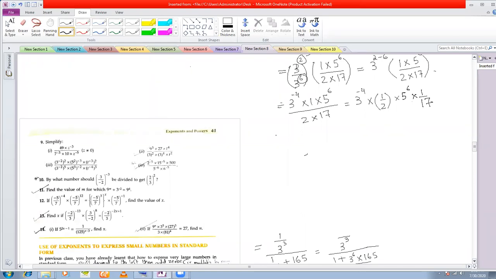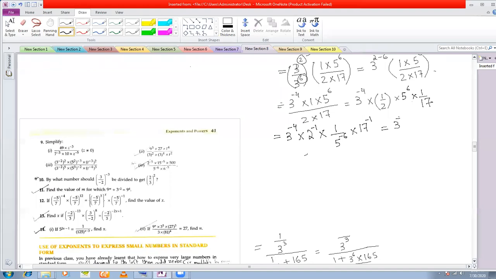Now I have to write everything in terms of negative exponents. 3 to the power of minus 4. Half can be written as 2 to the power of minus 1. 5 to the power of 6 can be written as 1 by 5 to the power of minus 6. And 17 can be written as 17 to the power of minus 1. So see, all the exponents I have converted to a negative exponent.